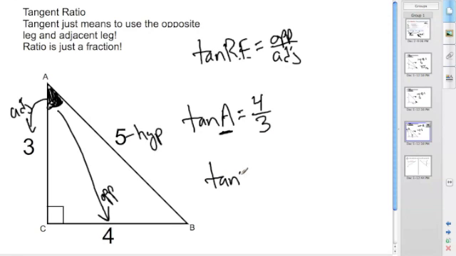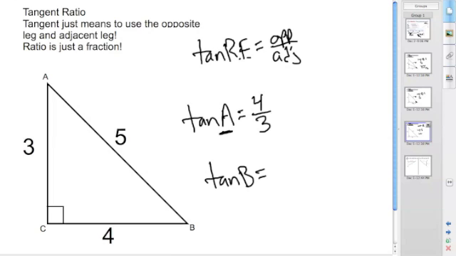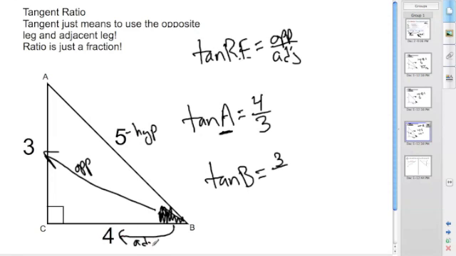So let's try the tan of B. Tan of B. So let's highlight B. Tan is opposite over adjacent. What's opposite of angle B? 3. 5 is again my hypotenuse. That means 4 is adjacent to B. So it's 3 over 4.